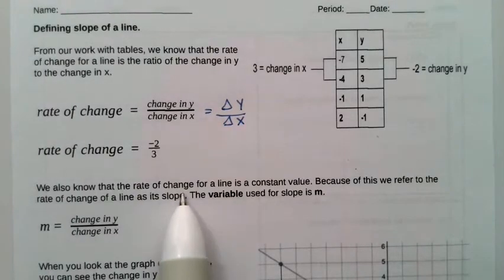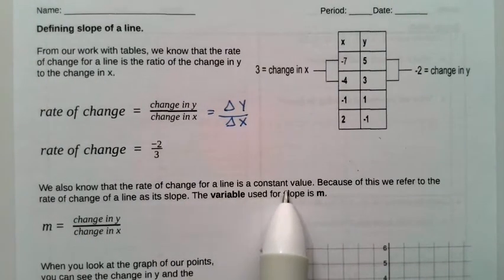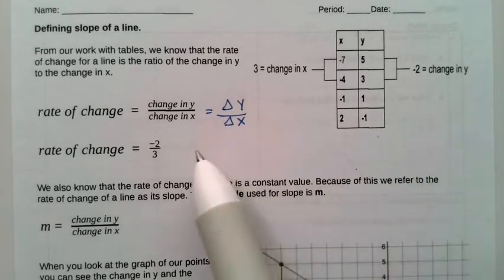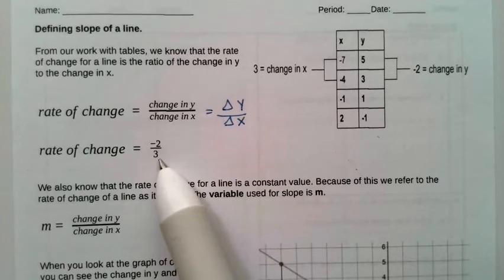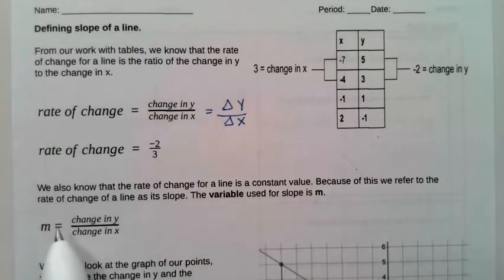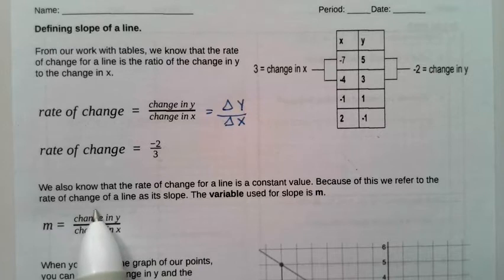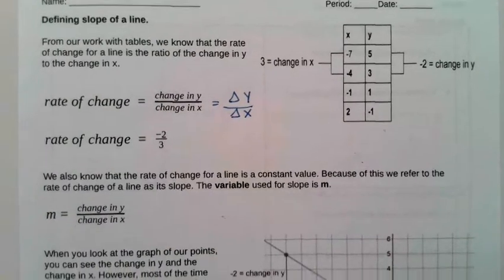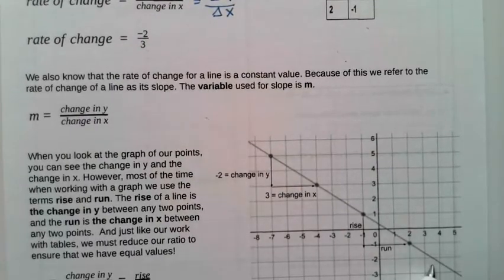We also know that the rate of change for a line is a constant value. No matter which pair you take on this table, it's going to reduce to or be the same as -2/3. Because of this, we refer to the rate of change of a line as its slope, because the slope remains constant, like the slope going down a hill or going down a ladder.